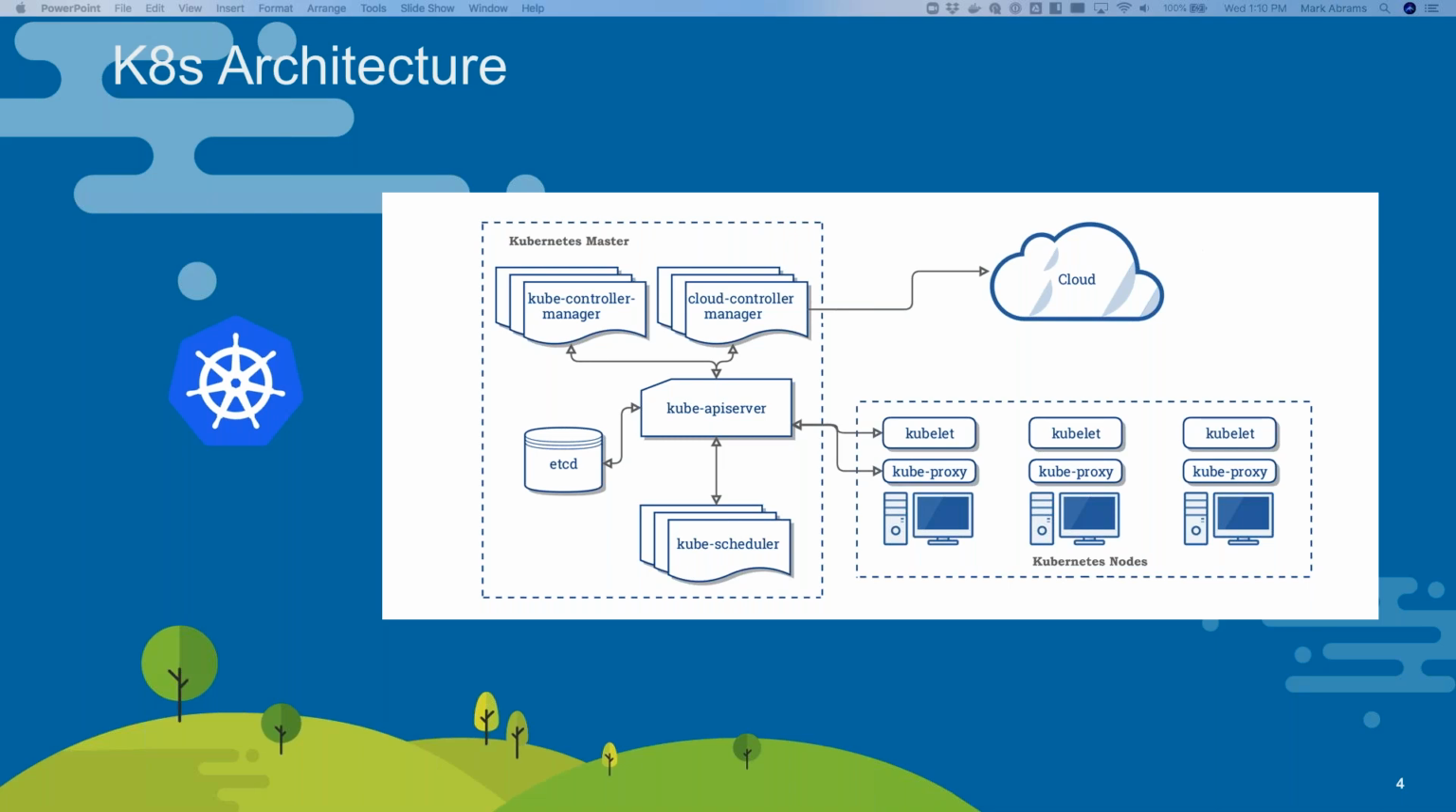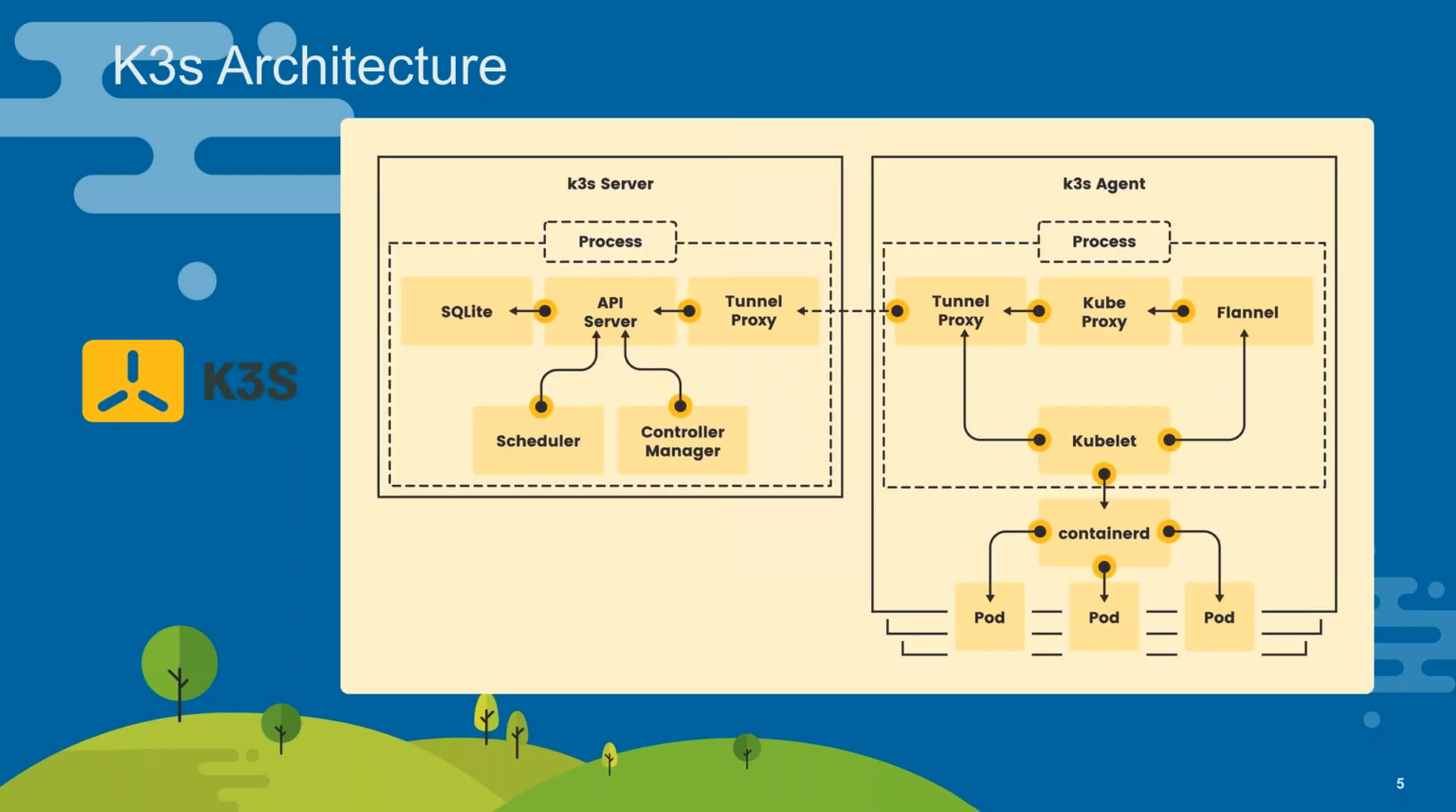So with that, let's take a look at the K3s architecture, which has many of the same components, but it's different in a lot of ways. Now we break out these component parts into the K3s server and the K3s agent. These are similar to the master and the node that Kubernetes refers to.